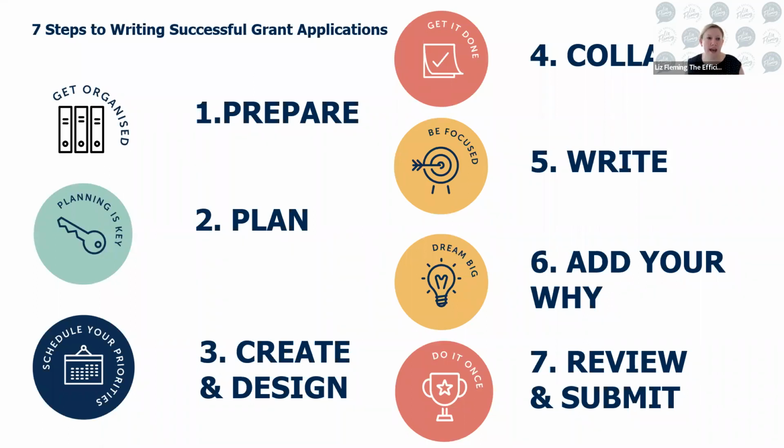So here we have the 7 steps that I've just gone through. We started off with the preparation of getting organized and really planning for success. Creating and designing that work plan of what it looks like, collating all your documents, actually writing it, adding your why and that persuasive language, and then reviewing and submitting it. So that's the 7 steps that I take clients through and I use with my clients when I'm writing my grants.